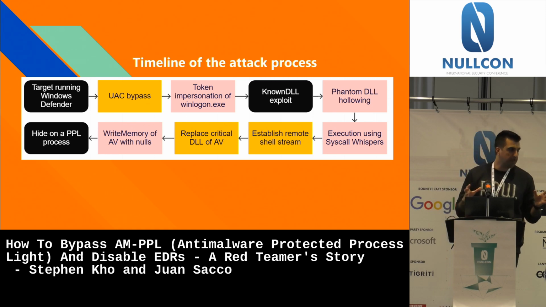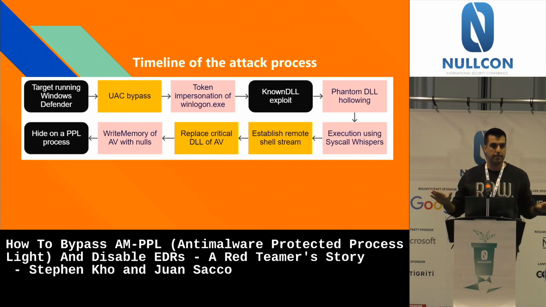Once we have done that, what's going to happen is that we're going to have a process with WinTCB Light with PPL. And then from there, it's game over. So we establish a remote shell stream with a reverse shell. I use Exploit Pack for that, of course.